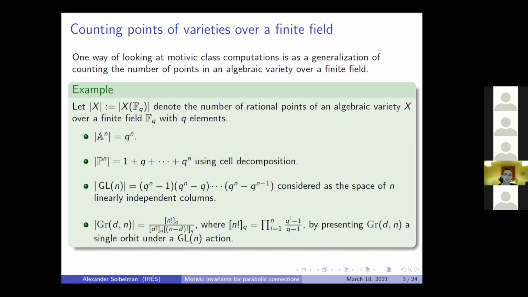Using that computation, you can get the number of points in the Grassmannian, which is the final example I want to write down here. You can look at the Grassmannian as a single orbit of a GL_n action, so it looks like the disjoint union of cosets of the stabilizer. You can compute the number of points in the stabilizer, since it's the product of two GLs times a matrix algebra, and then take the number of points in GL_n and divide one by the other. That gives the number of points in a Grassmannian, and instead of writing down this very messy formula, you can clean it up and write it as this q-binomial coefficient that uses q-factorials like this.